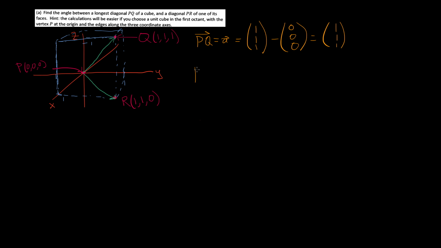We can do the same thing for PR. And we're going to say this is equal to B, just for simplicity, because writing PR is going to get annoying. And we'll take R and subtract P from it. R is 1, 1, 0, and then we'll subtract from that 0, 0, 0. And this will get us 1, 1, 0. So now that we really have everything defined, we're at the point where we can start looking at what the question is asking. And if we read the question, we're essentially trying to find the angle between these two vectors.